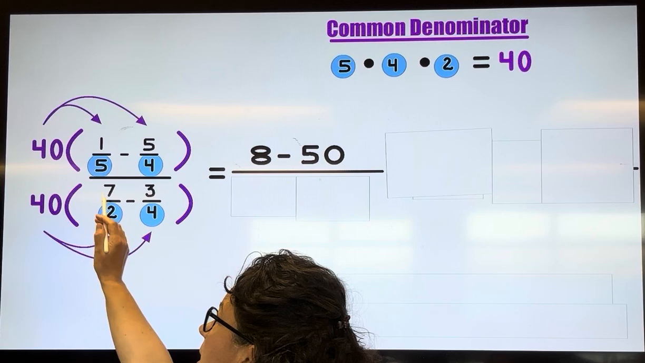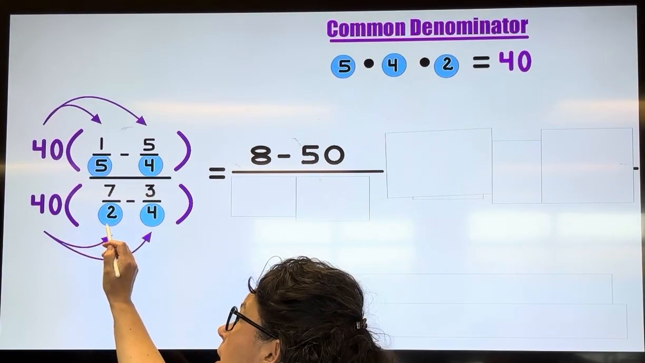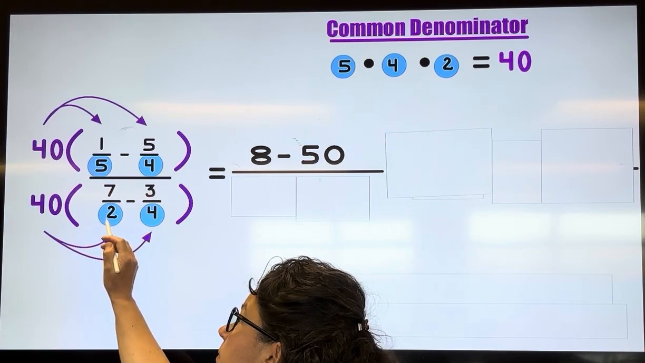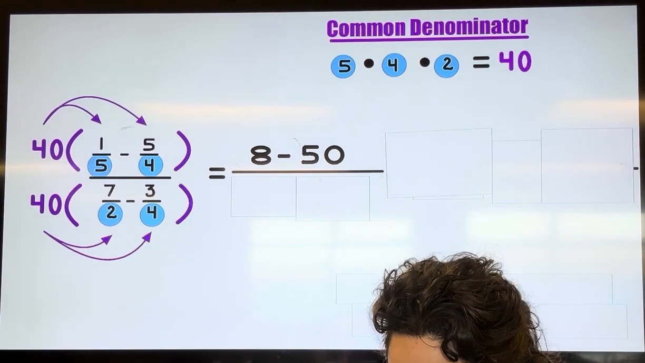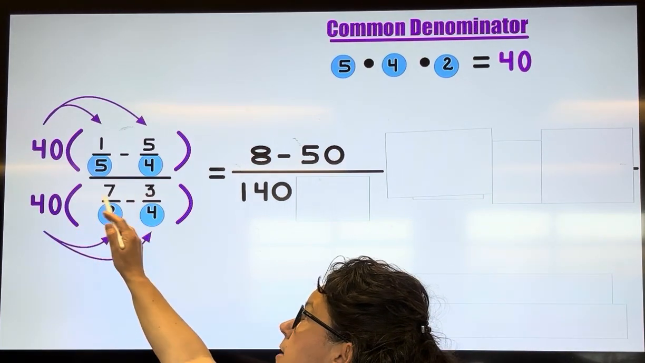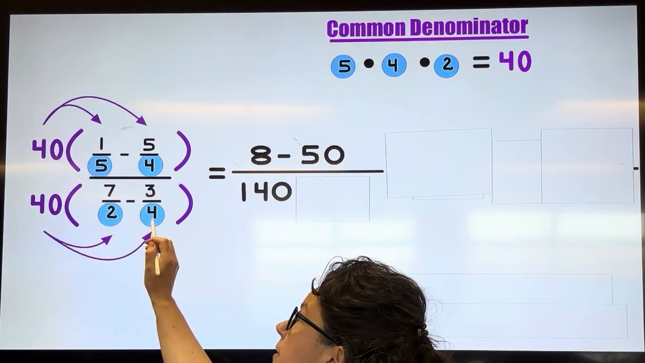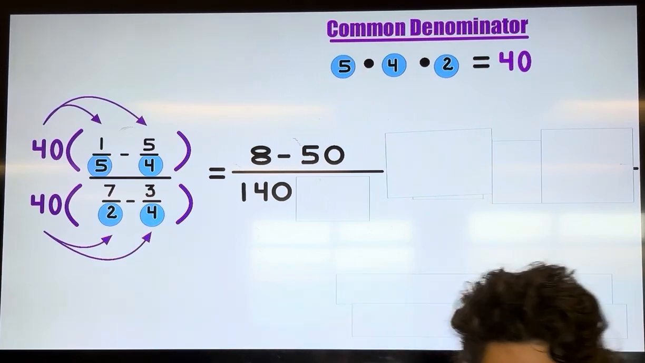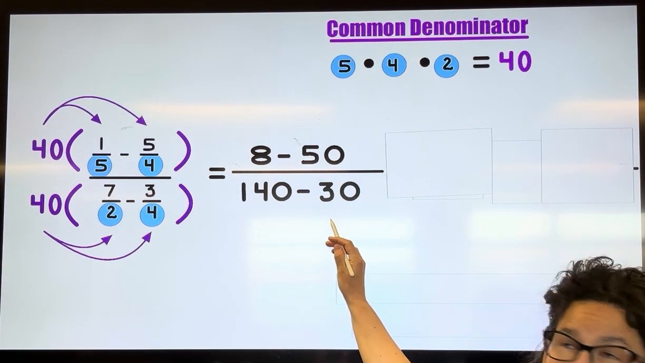Okay, so 40 times 7/2. When you multiply by a fraction, you're dividing by the bottom, multiplying by the top. So 40 divided by 2 is 20, and 20 multiplied by 7, 2 times 7 is 14, add a 0, so that's 140. Okay, then 40 times a negative number, so we're going to have a negative answer. 40 divided by 4 is 10, and 10 multiplied by 3 is 30. This has cleaned this up substantially.